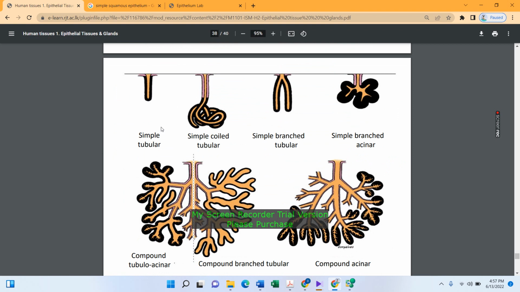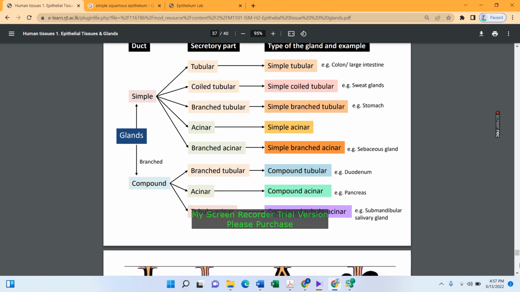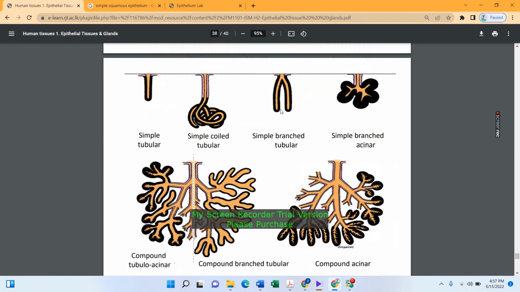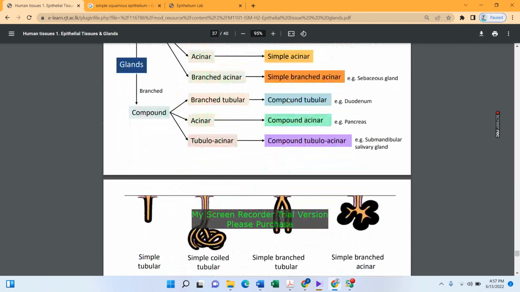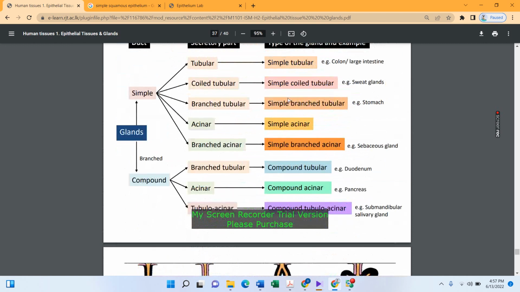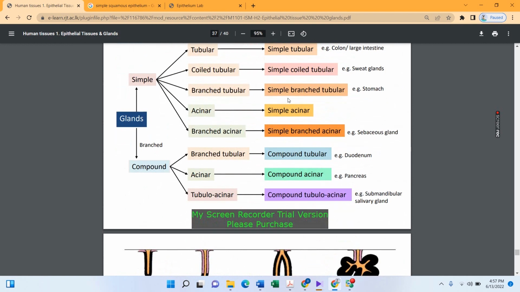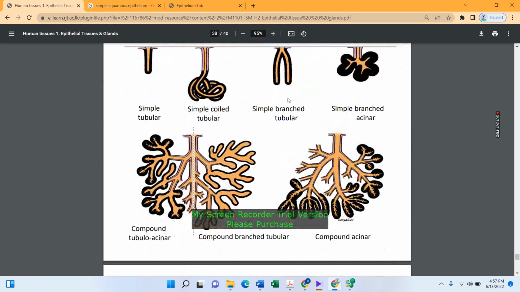So this is simple tubular, found in the colon. Simple coiled tubular is found in sweat glands. And then simple branched tubular, I think, is found in the stomach, right? Simple branched tubular is found in the stomach. Simple branched acinar is found in the sebaceous gland.